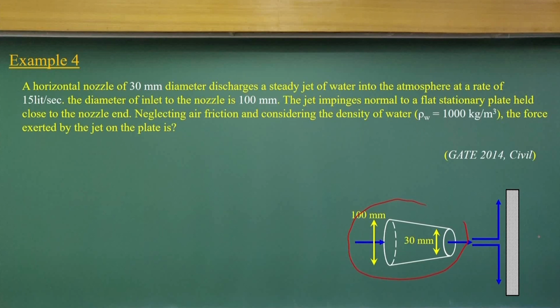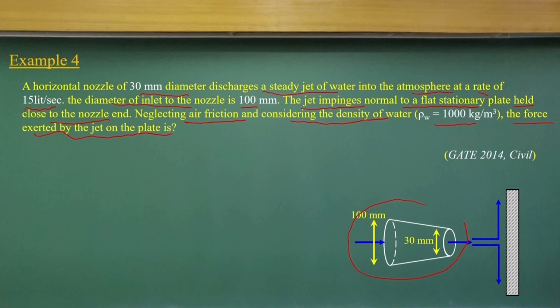The same jet is there, but there is a horizontal nozzle of 30 millimeter diameter discharging a steady jet into the atmosphere at the rate of 15 liters per second. The diameter of the inlet to the nozzle is 100 millimeters, so it reduces from 100 millimeters to 30 millimeters. The jet impinges normal to a flat stationary plate held close to the nozzle, neglecting air friction, considering the density of water as 1000 kg per meter cube. What is the force exerted by the jet on the plate?